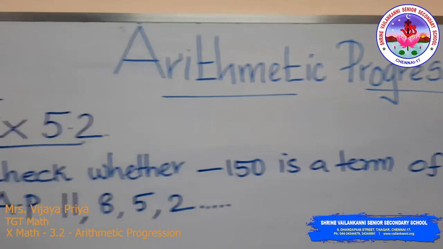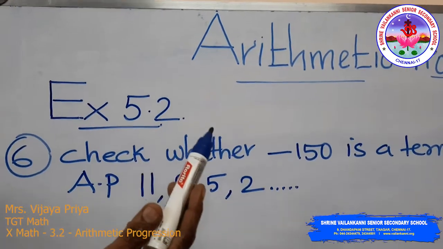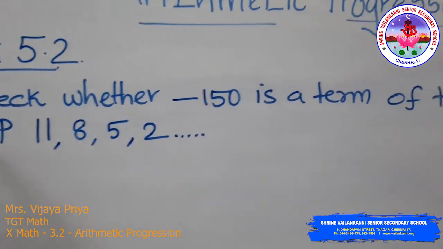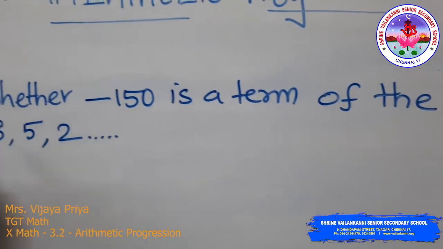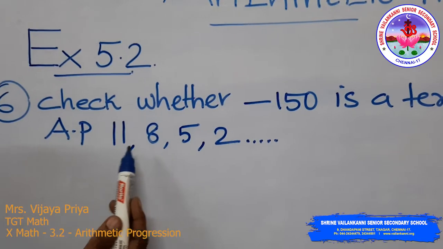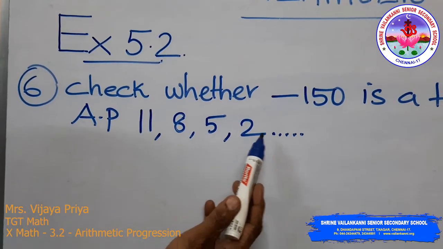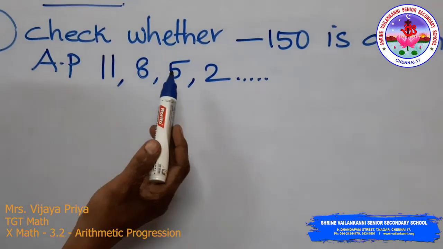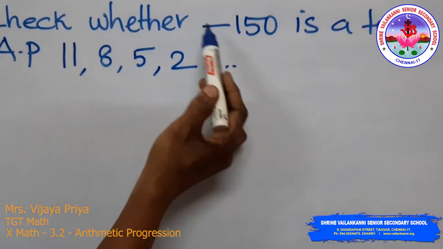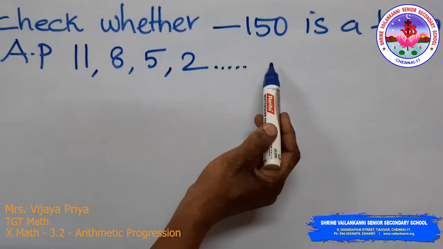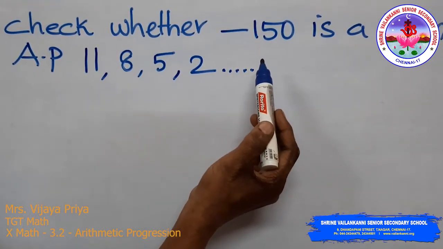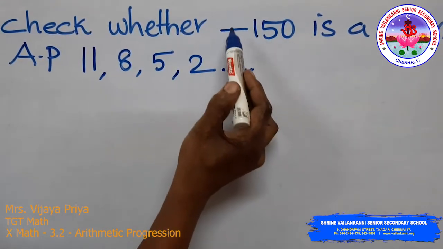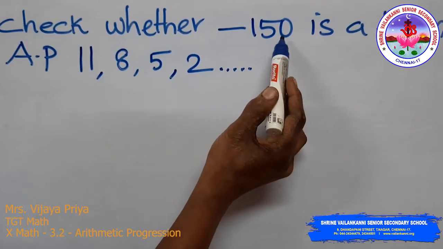Coming back to exercise 5.2 in arithmetic progression, we are going to see the sixth problem. Check whether minus 150 is a term of the AP 11, 8, 5, 2 and so on. In this problem, we want to check whether minus 150 is present in the sequence. So we need to find n. He has given an equal to minus 150 here.